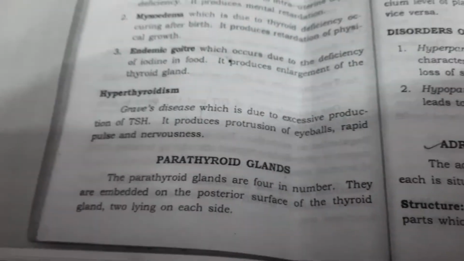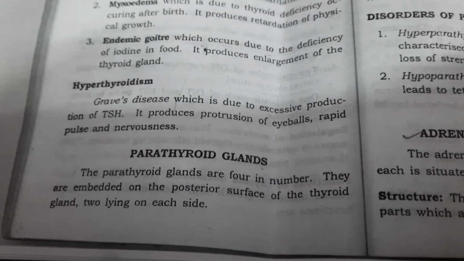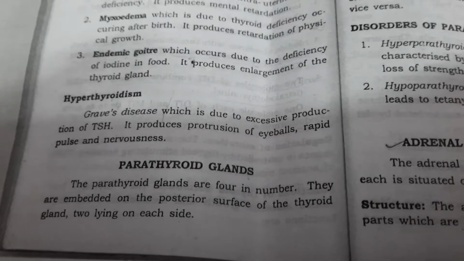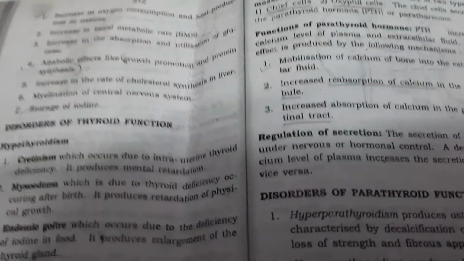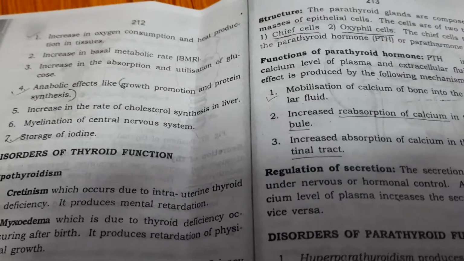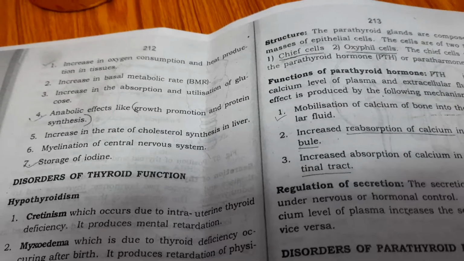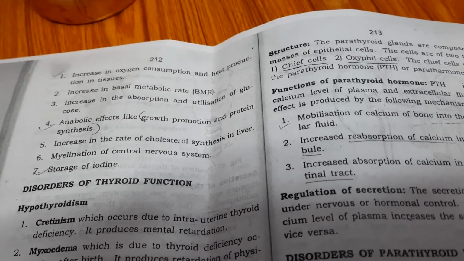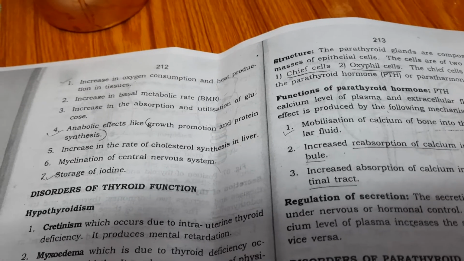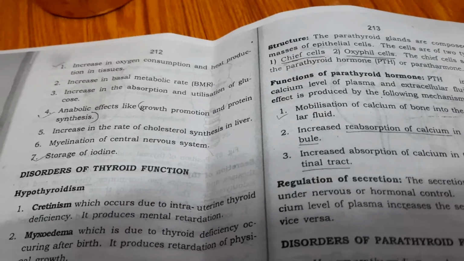Once again, what is the parathyroid gland? There are 4 glands, embedded in the posterior surface of the thyroid gland, 2 lying on each side. Total 4 parathyroid glands are there. What is the structure? The gland is composed of epithelial cells. The cells are of 2 types: chief cells and oxyphil cells. The chief cells secrete the parathyroid hormone, that is PTH, or parathormone.